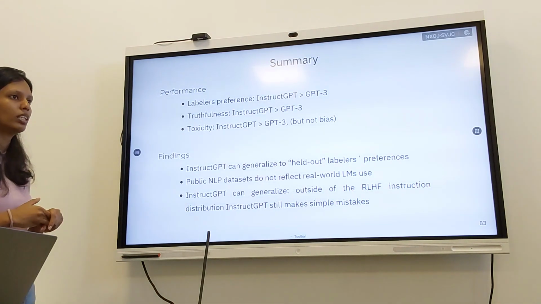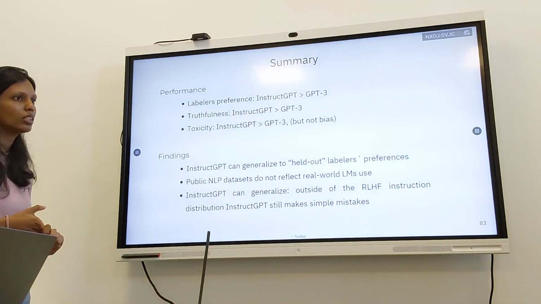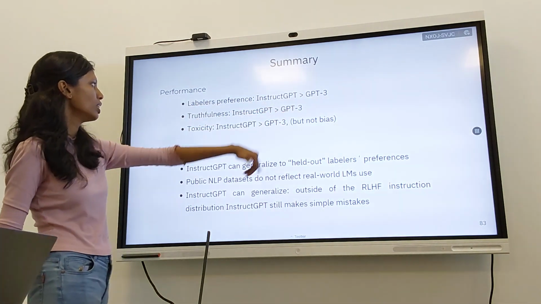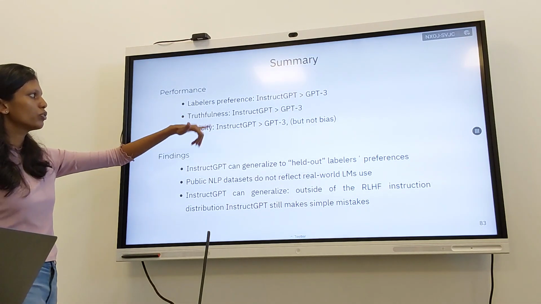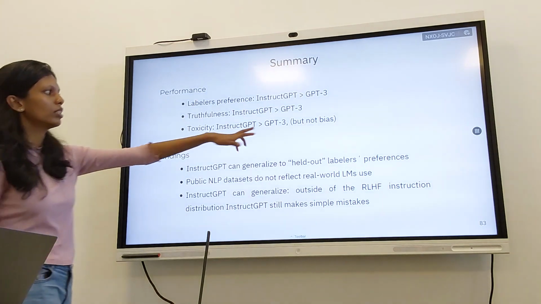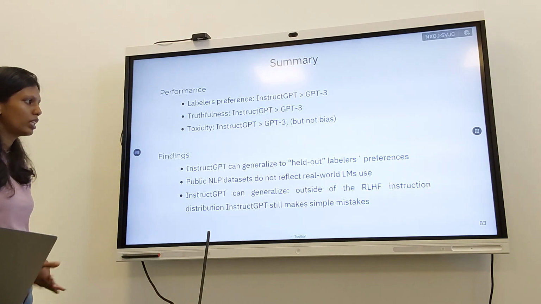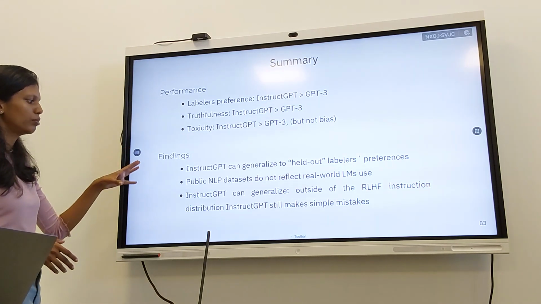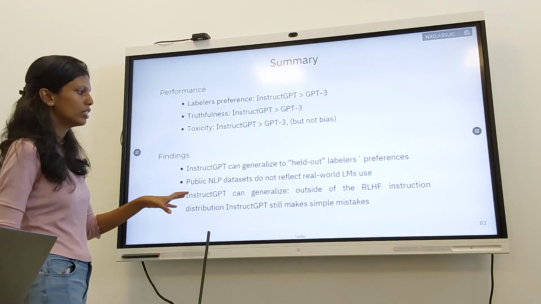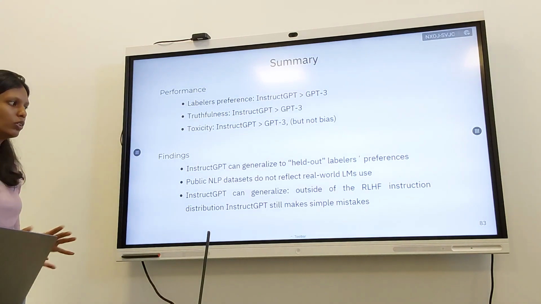To summarize the whole thing, when we look at the performance, the labelers prefer InstructGPT more than GPT-3, and regarding truthfulness as well as toxicity, InstructGPT is performing well, but not in the case of bias. And for the findings, we can identify that RLHF is what is important to align a model to the user's intent.